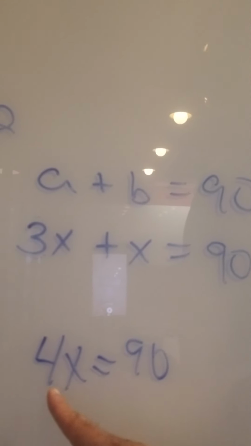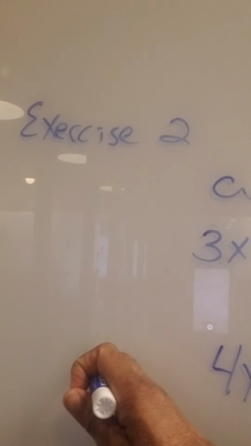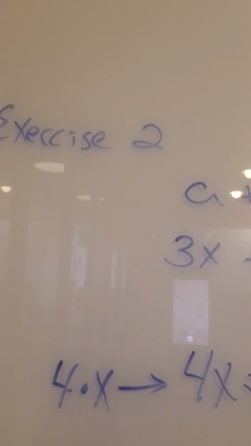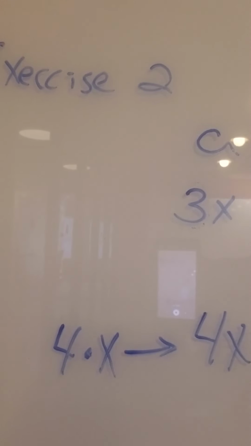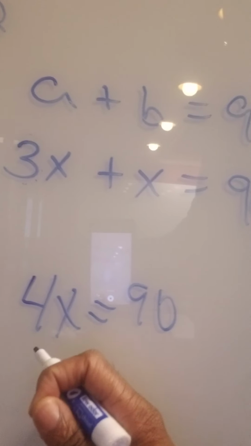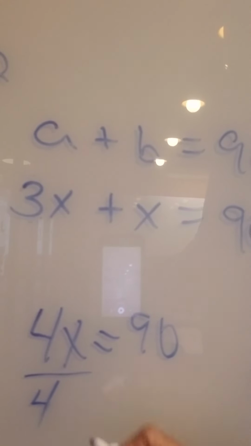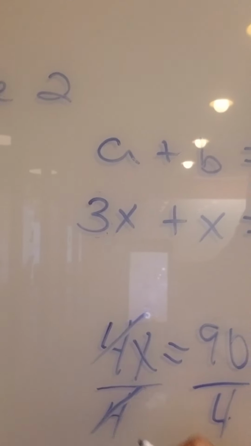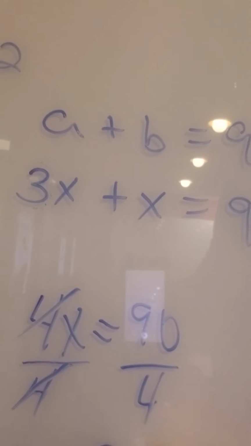Okay? We need to detach the 4 from the x. We know x is attached to 4 by way of 4 times x, which gives us 4x, right? That's why that's 4x, because it's 4 times x. So we said we use the opposite to detach it. The opposite is dividing by 4. What you do on one side, you do on the other side. These cancel out. You're left with x here, and you're left with 90 over 4.